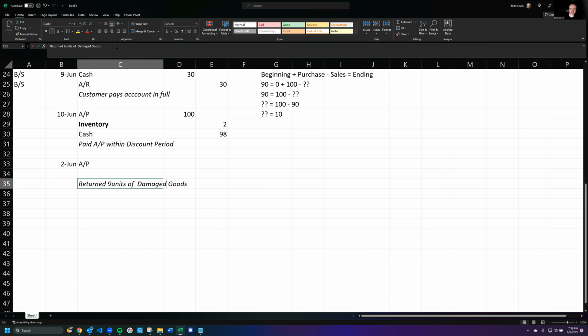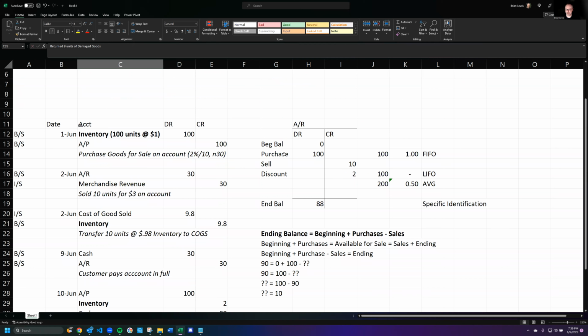Okay, one of these days I'll get my spaces and everything right in the right place. Okay, so I'm going to return 9 units. That was equal to 9 times the original $1, and I'm going to reduce inventory, right? This is the same as that number. Now move everything down a little bit. All right, we're going to copy these down a little bit. This is the return. So that's the 9.